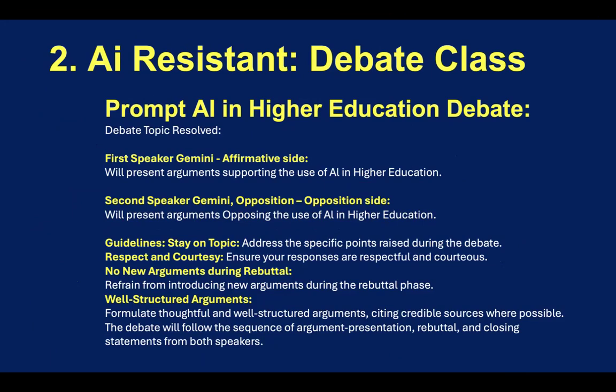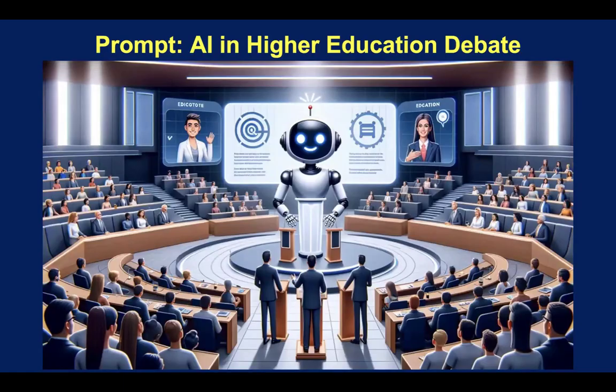Topics is another one. I actually put Gemini against itself. So I had it do the affirmative and the opposition in a formal statement of purpose. You'll present arguments supporting the use of AI in higher education. And the second speaker, Gemini, also will present arguments opposing. And it went back and forth for 3 hours. And then the guidelines are: address the specific points raised during the debate, respect and courtesy, no new arguments during rebuttals, and well-structured arguments, and so on. You get it. And then it went off and it had a conversation and debate.